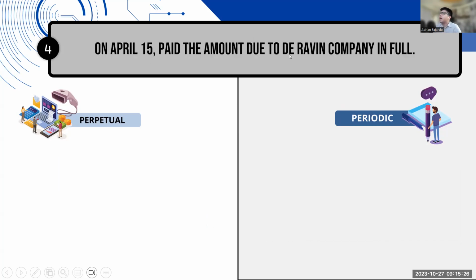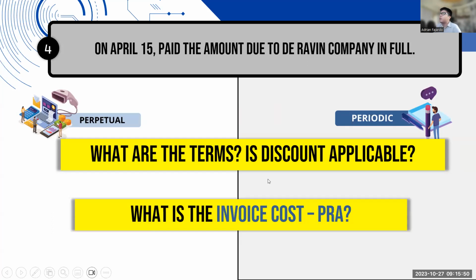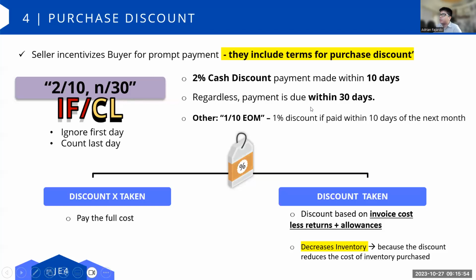On April 15, the amount due to Deravin Company is paid in full. So the question is, may discount ka ba or not? So paano natin malalaman, right? The next question na I want you to ask is, what are the terms? Every time may discount question, you ask yourself, what are the terms? What is the date right now? Is the discount applicable? And therefore, what is the invoice cost minus our purchase returns and allowance?